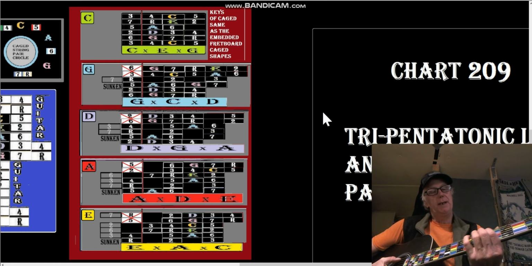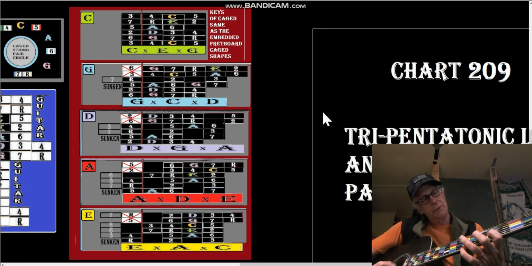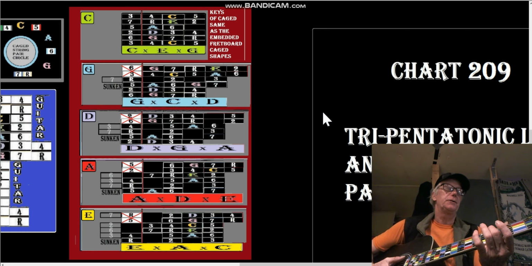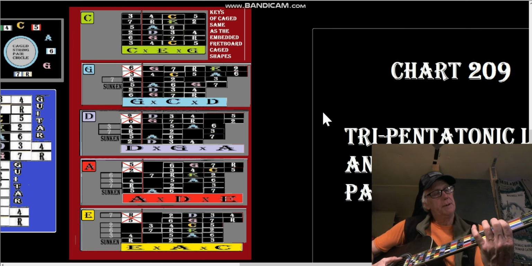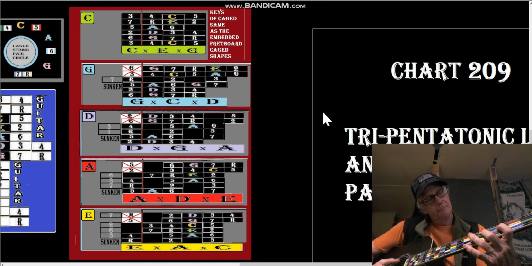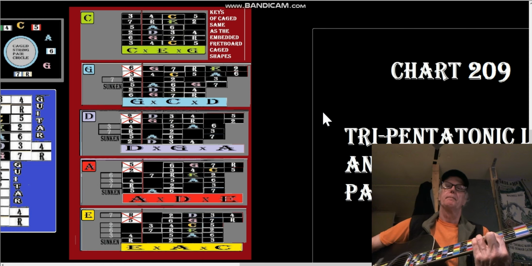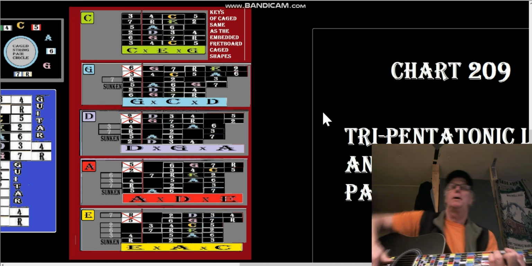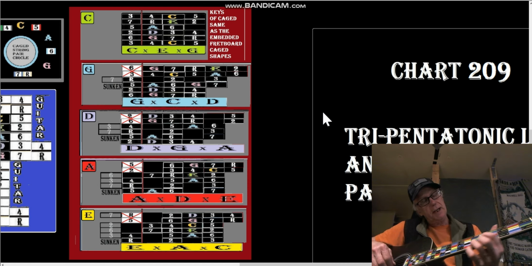E, what do we got? We got root, 2, 3, 4, 5, 6, 7, root, 2, 3, 4, 5, 6, 7, root, 2. Okay, now I did that in F, but let's do it in E. So E would be... okay, and then D. So we have our D here.